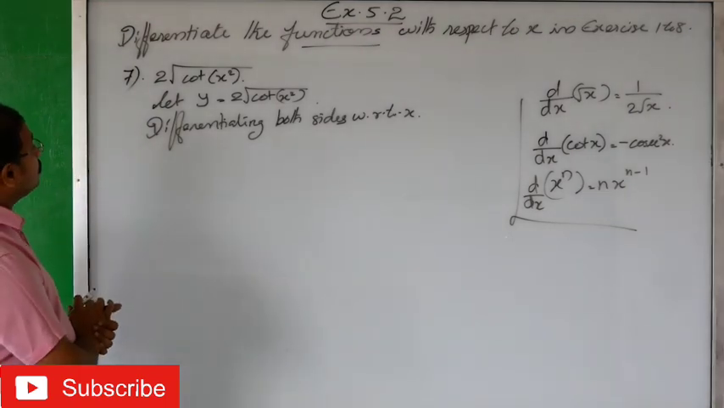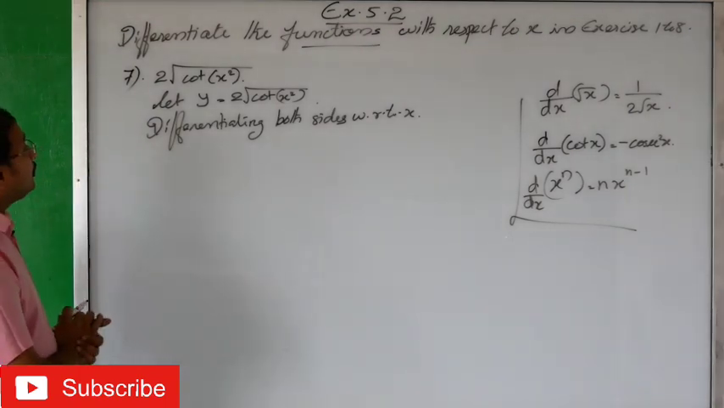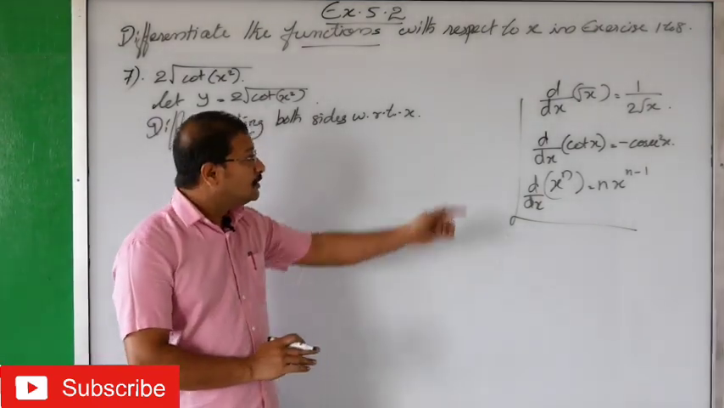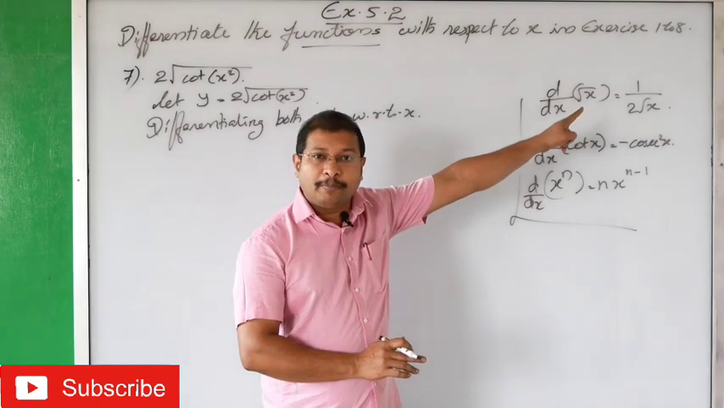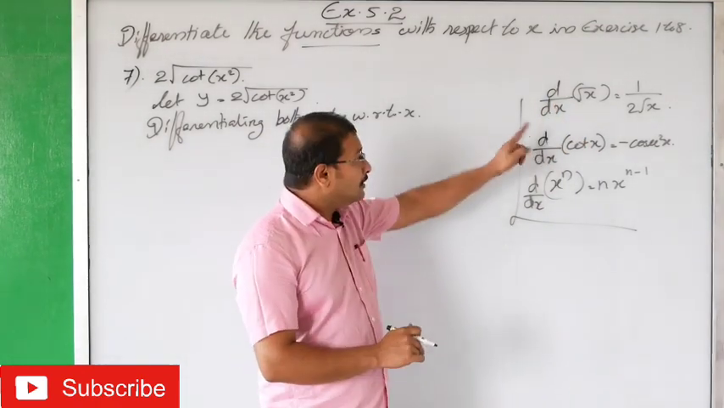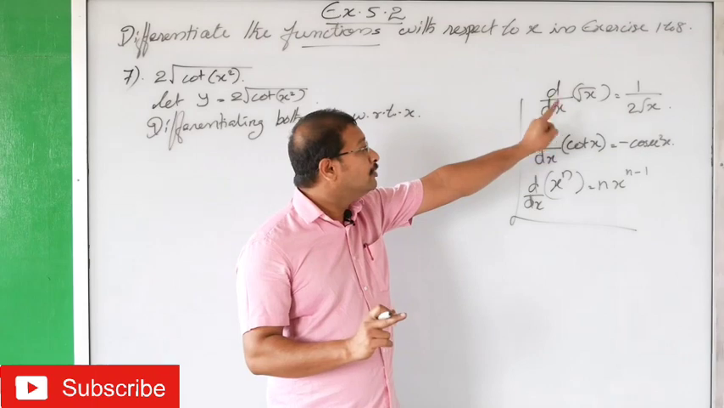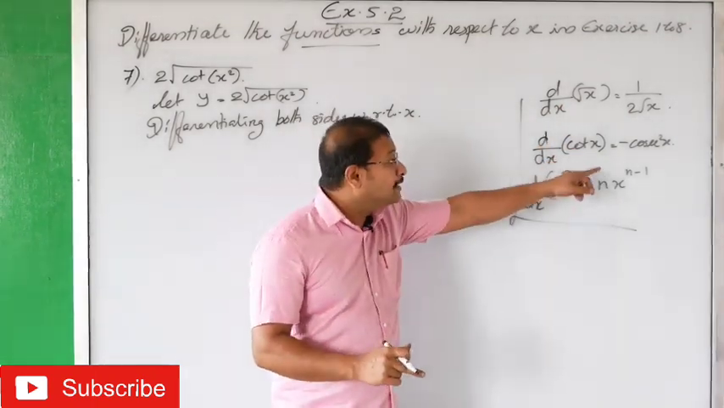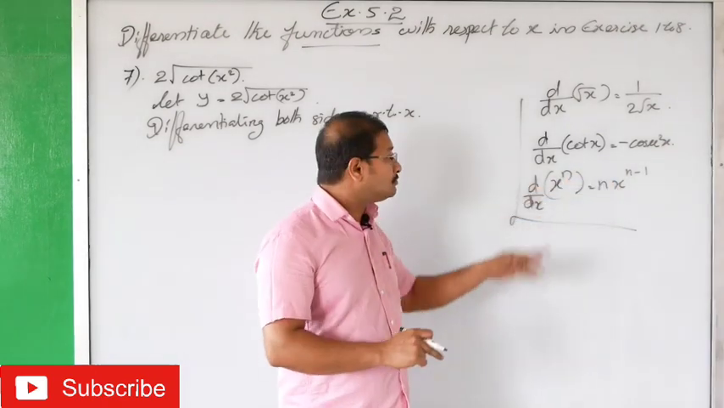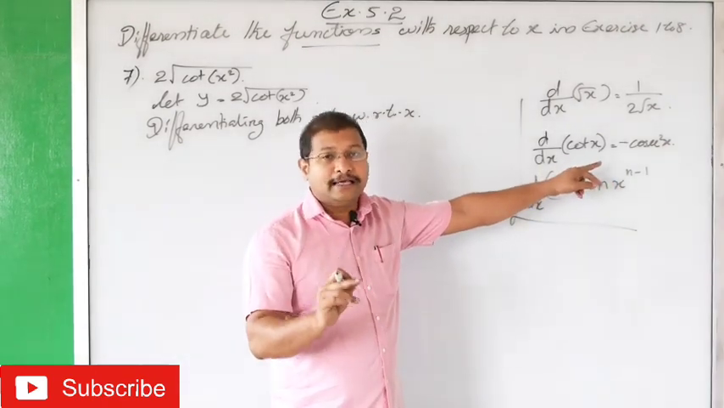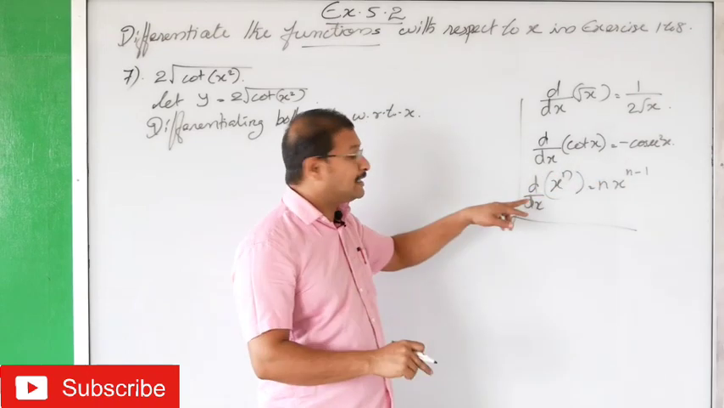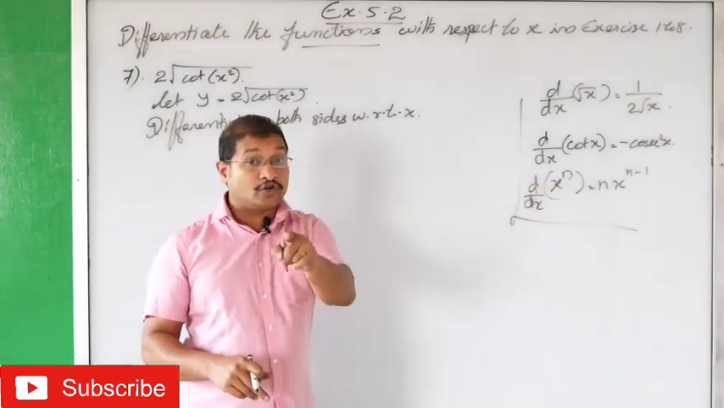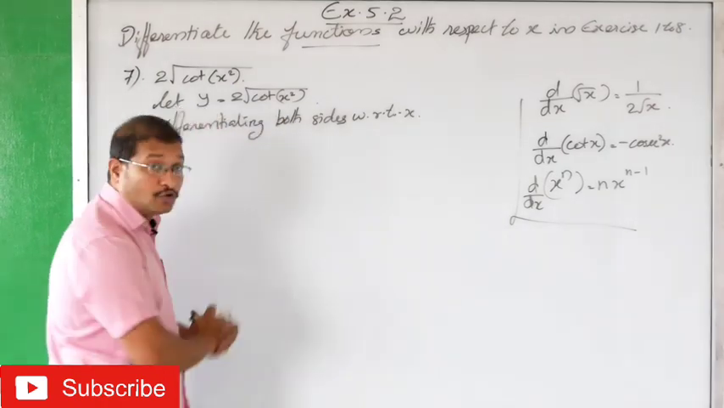Question 7: 2 into root of cot x square. Ready? So what you'll do? First we have to know the equations. Derivative of root x equals 1 by 2 root x. Next one, derivative of cot x equals minus cosec square x. Next one, derivative of x raised to n equals n into x raised to n minus 1. So let's start the work now.